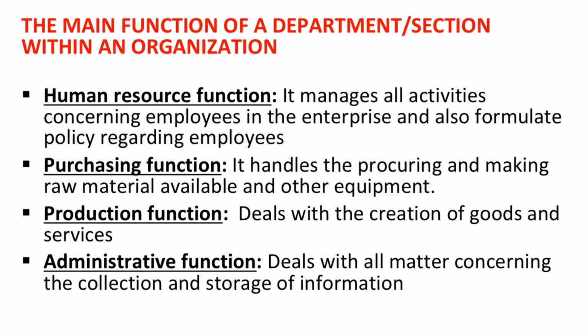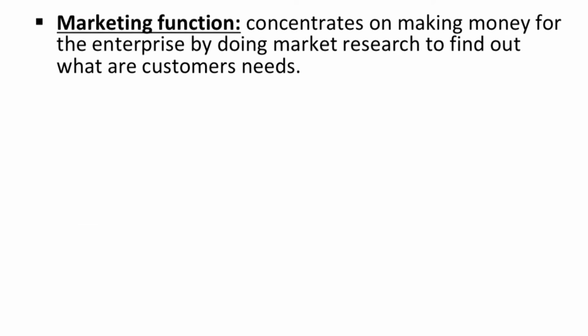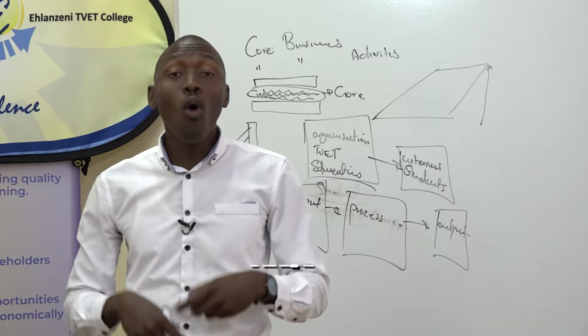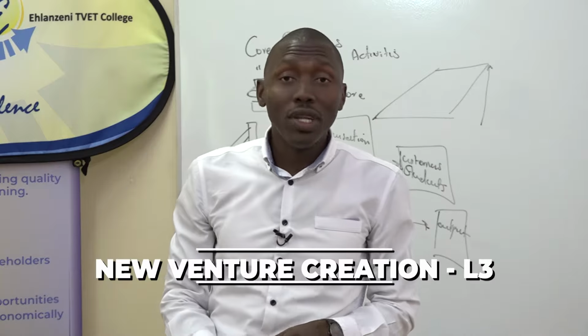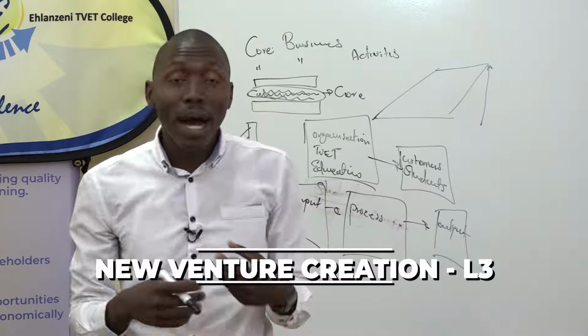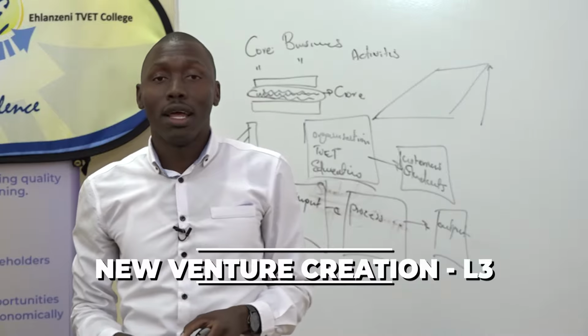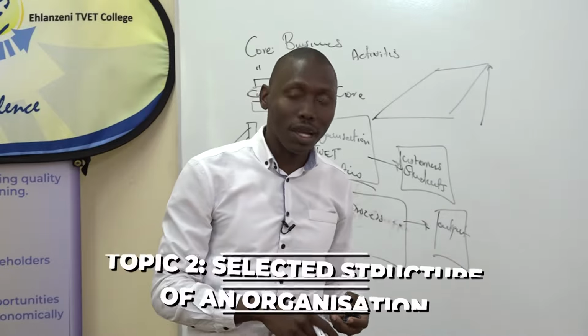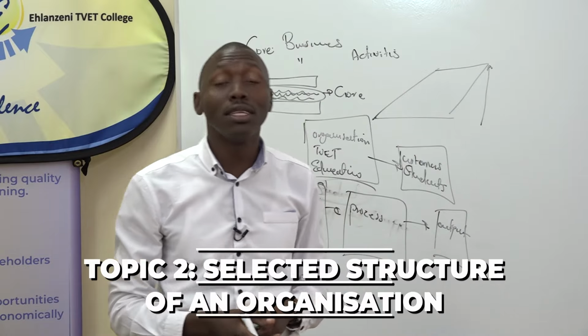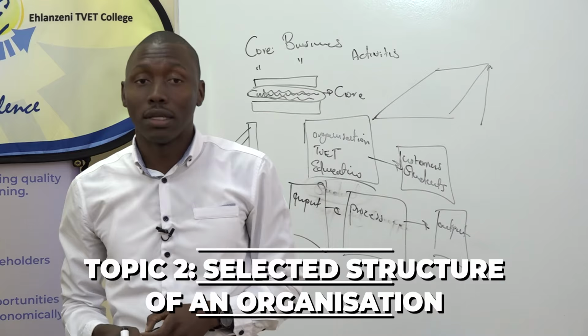We also have the marketing function, which concentrates on making money for the enterprise by doing market research to find out what our customers need. They go out to the communities to determine what customers need. Then they come back and inform the organization, and the organization then plans to produce that product.